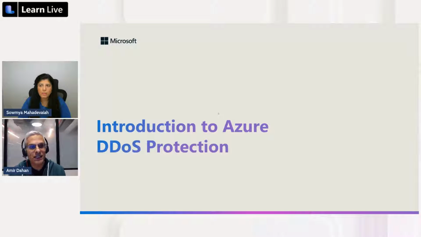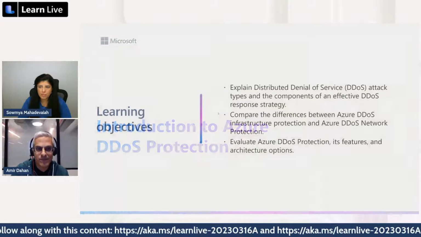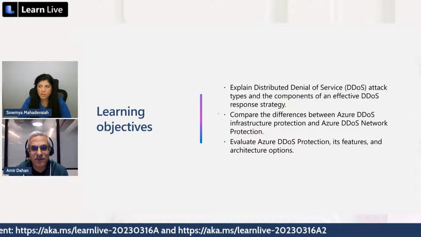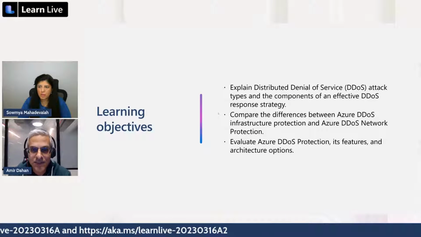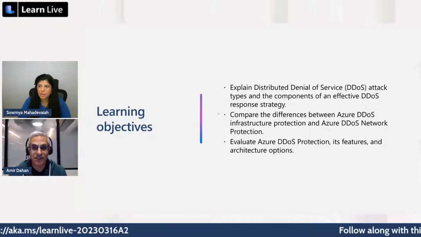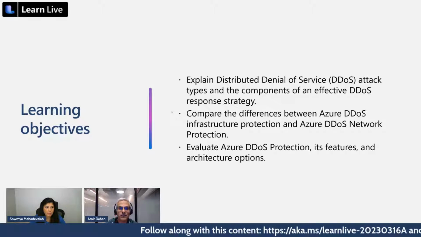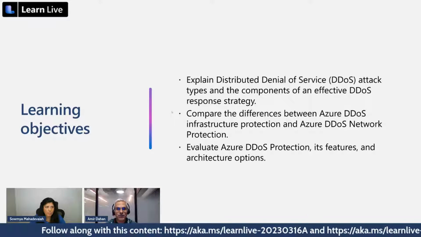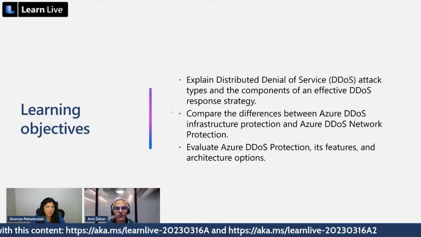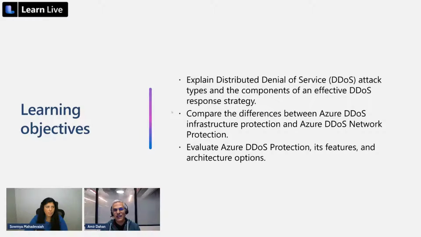And now let's move on and start with the introduction to Azure DDoS Protection. Our learning objectives will first explain distributed denial of service, which is DDoS. We'll talk about the attack types and the components of an effective DDoS response strategy. Then we'll compare the differences between Azure DDoS infrastructure protection and the priced offering of Azure DDoS network protection. And we'll also evaluate Azure DDoS protection features, capabilities, and some of the architecture options.